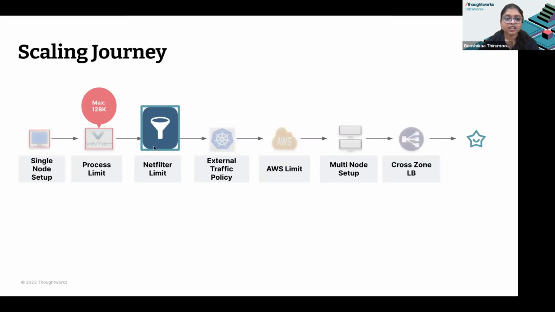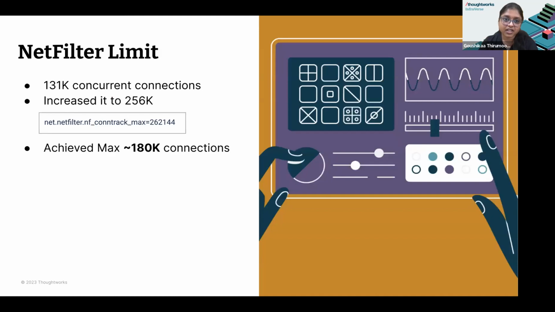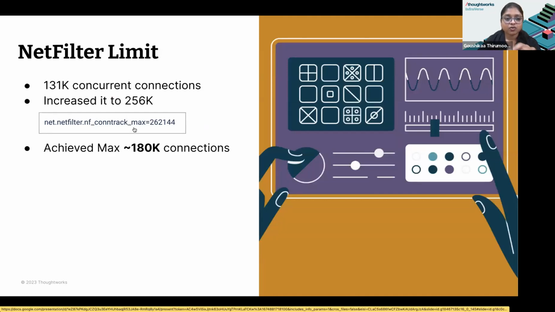Next, after validating different logs in the RabbitMQ EC2 instance, we came to know about another limitation with the EC2 instance, where there is a filter. When it reaches this 128K connection, the connections are getting dropped. This was visible when we looked at the EC2 instance logs. There is a configuration, you can see it here, netfilter conntrack max. By default, it was configured to 131K connections.